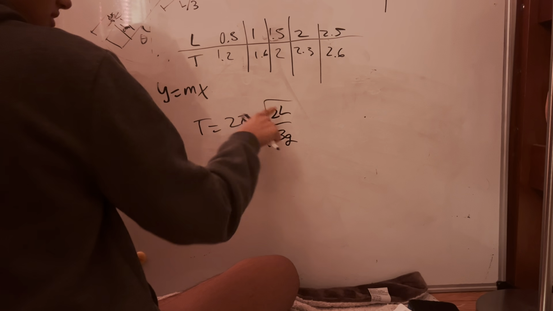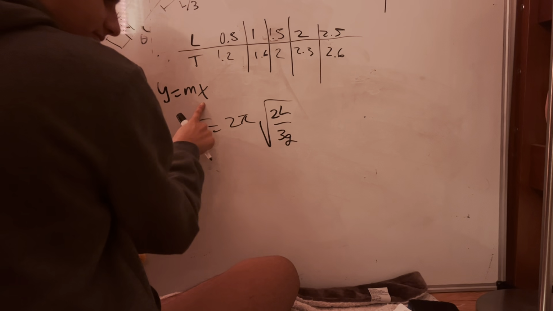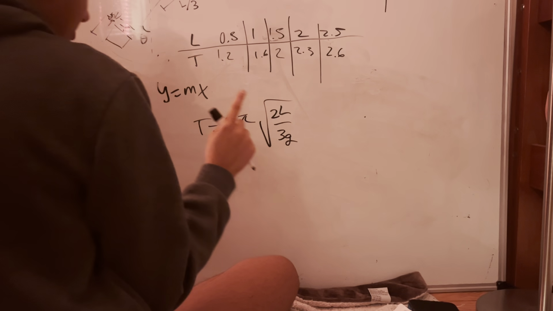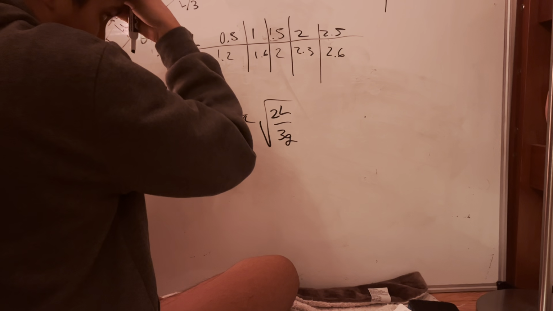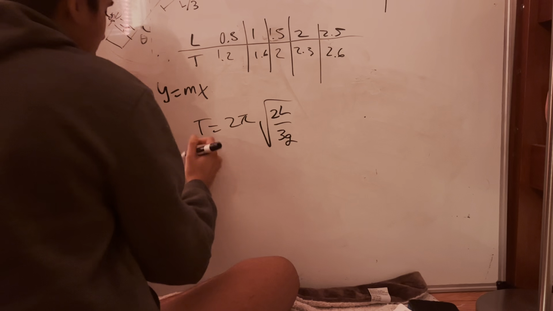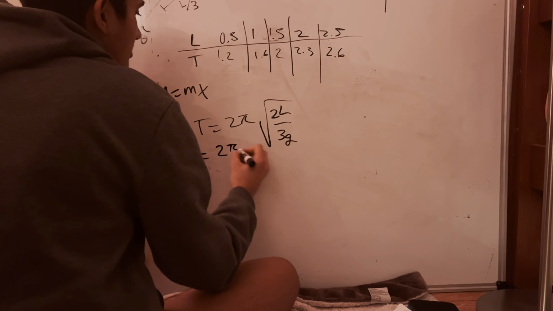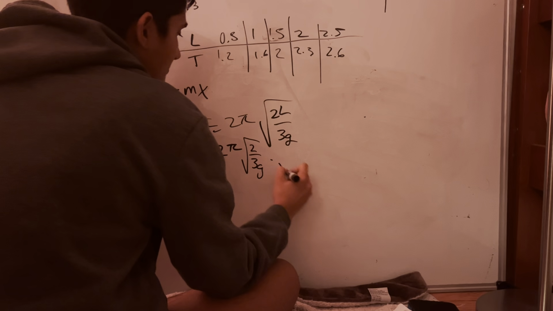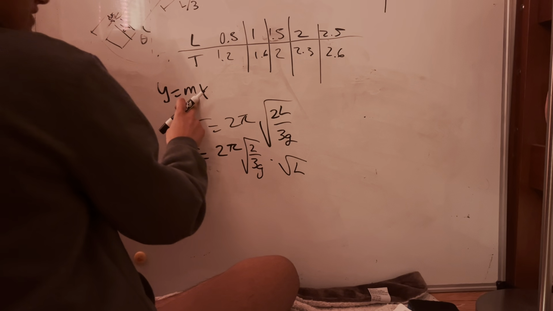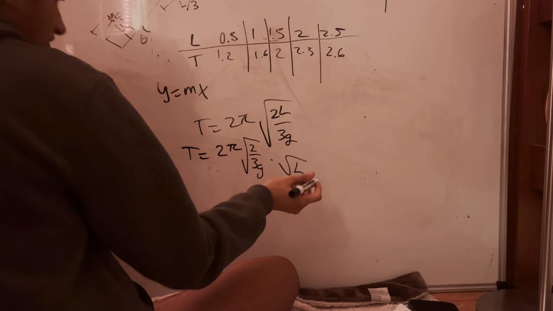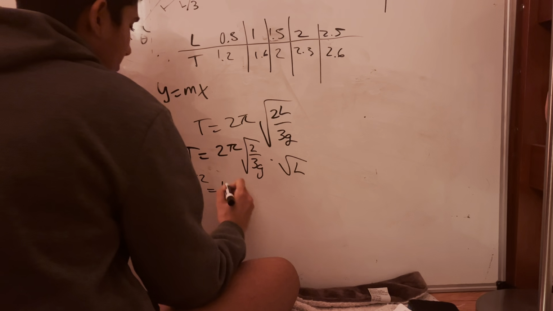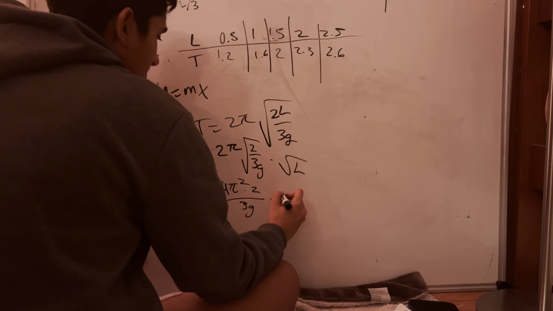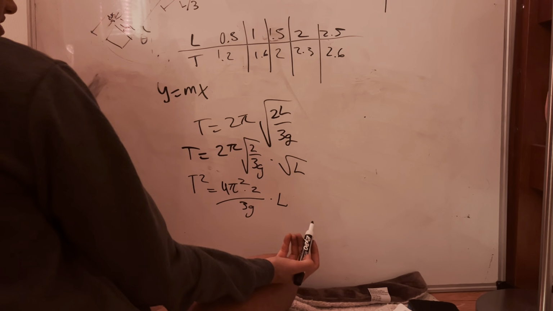And so we want the graph to be in terms of x, which in this case is our L, since our L values are changing. So we can rewrite this equation as T equals 2 pi times the square root of 2 over 3g times the square root of L. Now we almost have x, but we want to get this on its own. So we're just going to square both sides. So T squared is equal to 4 pi squared times 2 over 3g times L.